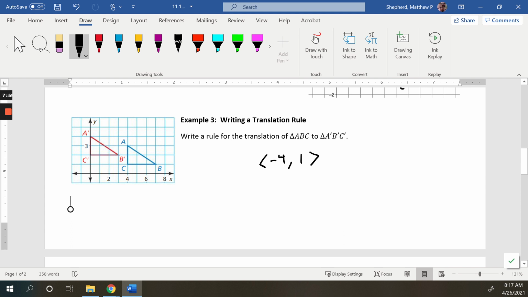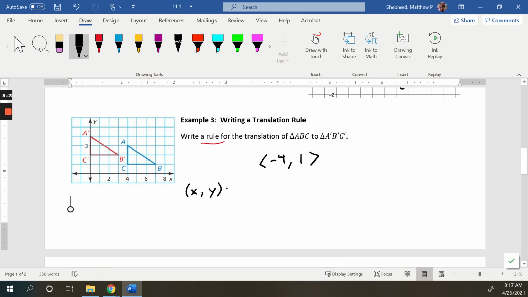Now, that is us writing the component form, but they did say a rule. Now, there are a couple of other ways that we can write this. So, let's look at one. Another way to write a rule is first we're going to write just a point and we're going to put X and Y in it. No numbers in there.